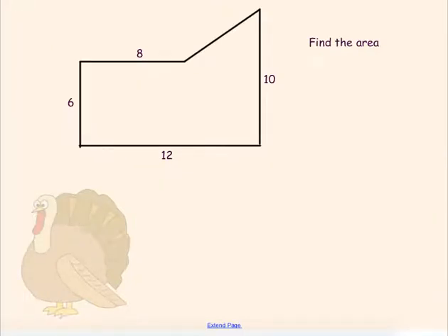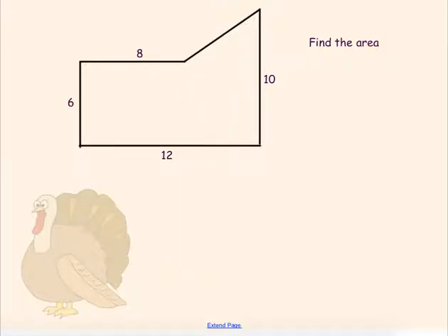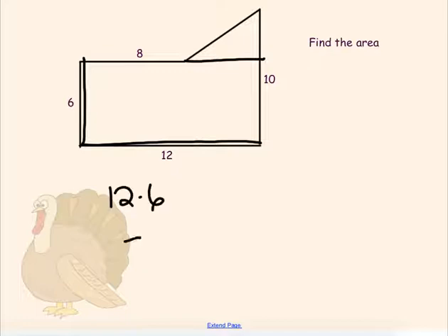Find the area of this complex shape. Well, it looks to me like cutting off this triangle right here would be the best way to go. And so if I do that, that means I just need to find the area of one rectangle and one triangle. But I need to make sure that I'm using the correct dimensions, and I need the full length, full width of my rectangle, which means I need to use 12 and 6 to say that is my base and my height. So I do 12 times 6, which gives me 72.